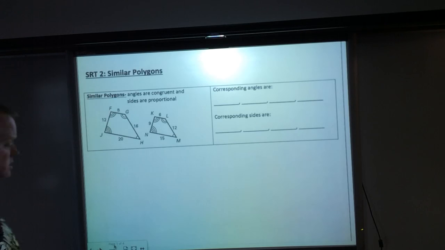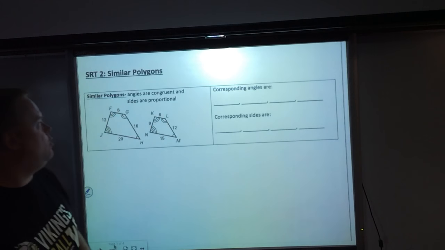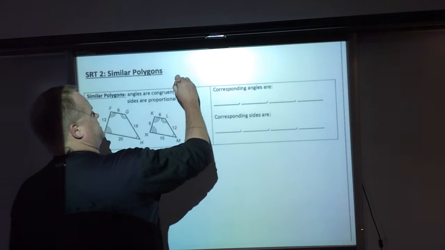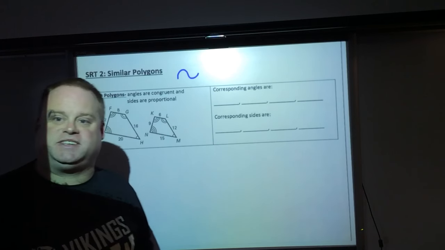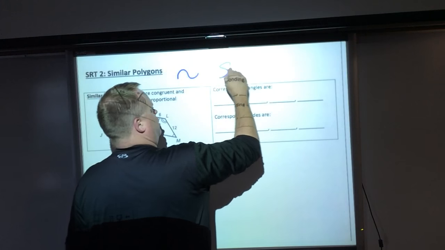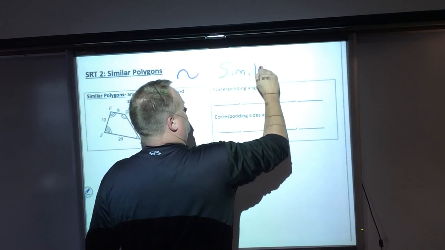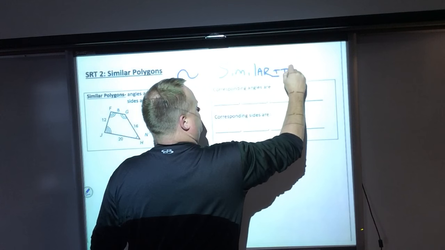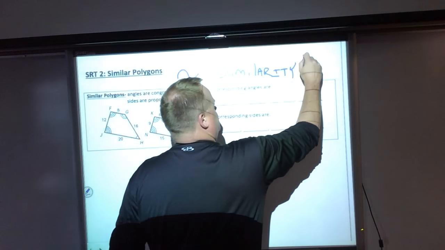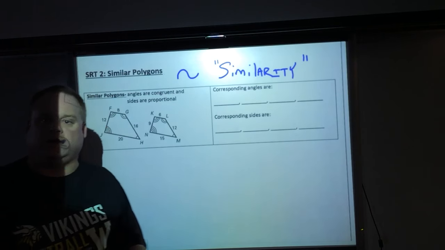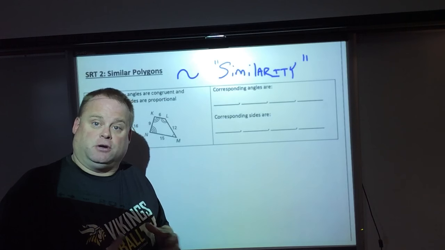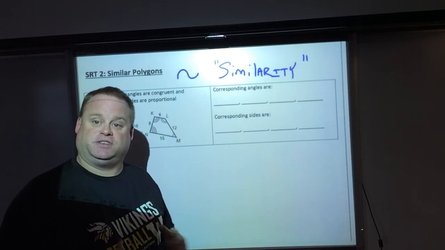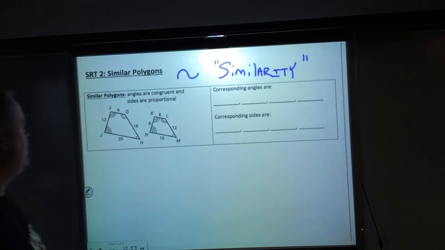The first thing I want us to remember is this little symbol right here, which is going to stand for similar. This is our symbol for similar, and that's going to be our similarity. Whenever I talk about polygons being similar, or asking if they are similar, I'm going to use that symbol. All right, let's move it on.